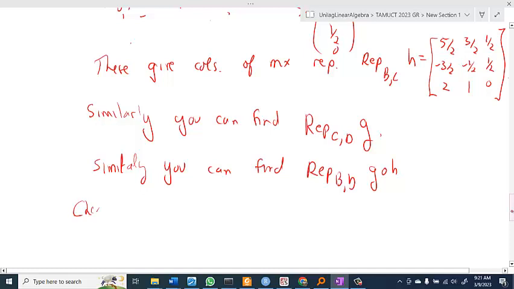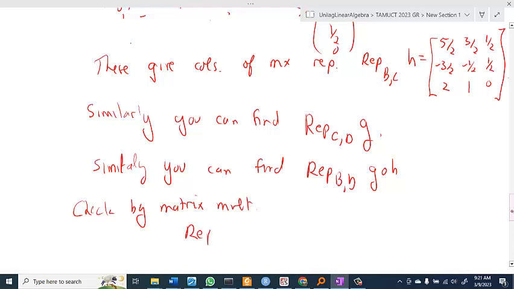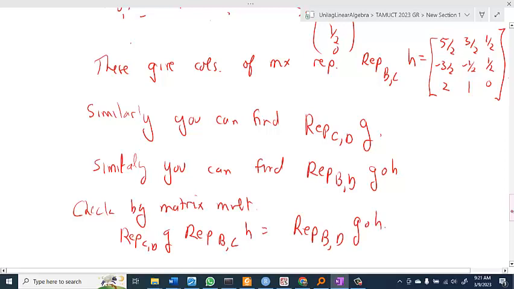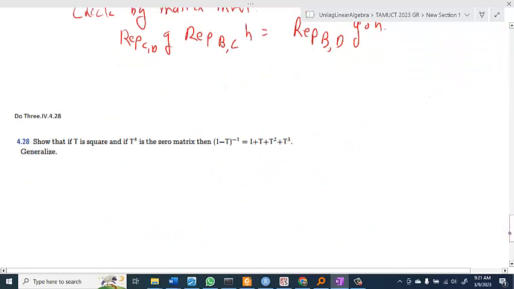So you can check by matrix multiplication that the representation from B to C of H times, on the left, the representation from C to D of G is equal to the representation from B to D of G composed H. Okay. So I'll leave that to you. All right, let me do this one now.